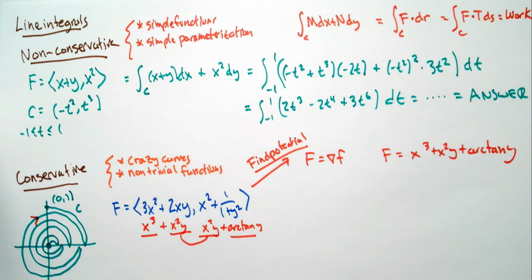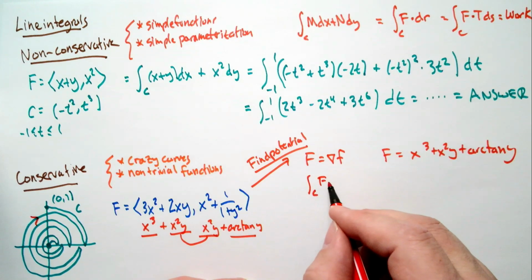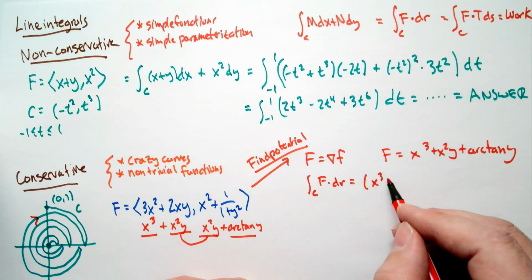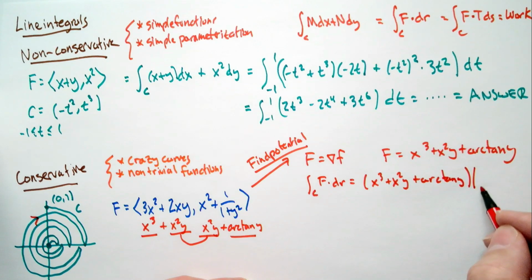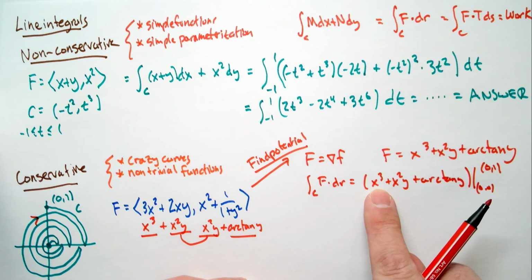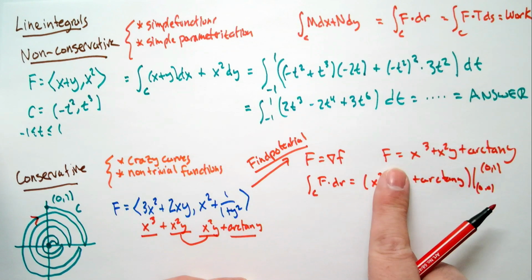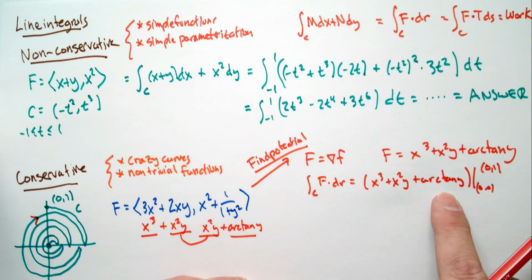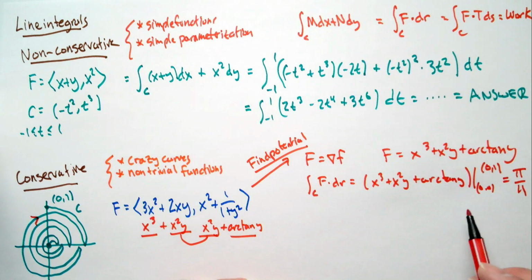All right, 0, 1. So this integral along the curve of F dot dr becomes x cubed plus x squared y plus arctangent of y, evaluated from 0, 0 up to 0, 1. Well, when you plug in 0, the nice thing is when x is 0, these two terms are gone. So x is 0 in both of the slots, and these two terms go away. You'll have arctangent of 1, and then you subtract arctangent of 0, and arctangent of 1 is pi over 4.